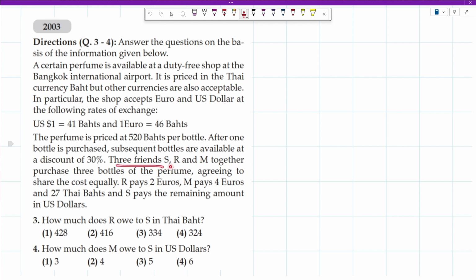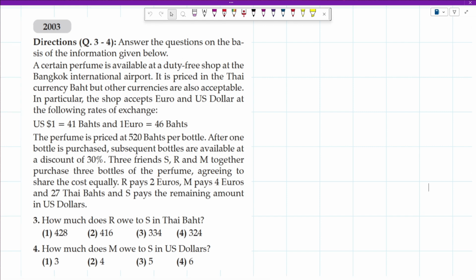Three friends, S, R, and M, together purchased 3 bottles of the perfume, agreeing to share the cost equally. R pays 2 euros, M pays 4 euros and 27 Thai baht, and S pays the remaining amount in dollars. The questions: how much does R owe S in Thai baht, and how much does M owe S in US dollars. This is a doable and very easy question, from 2003, one of the leaked papers.